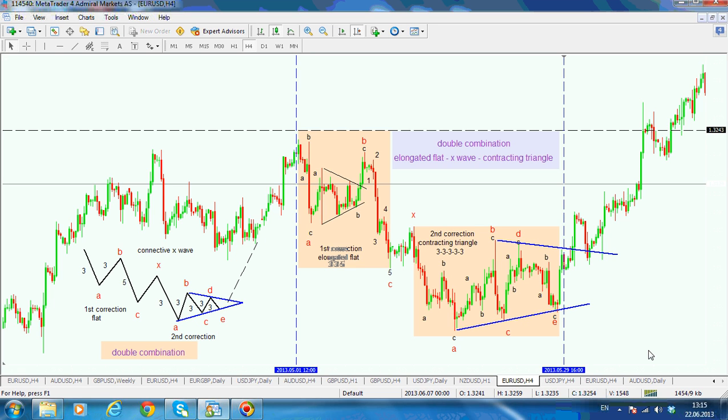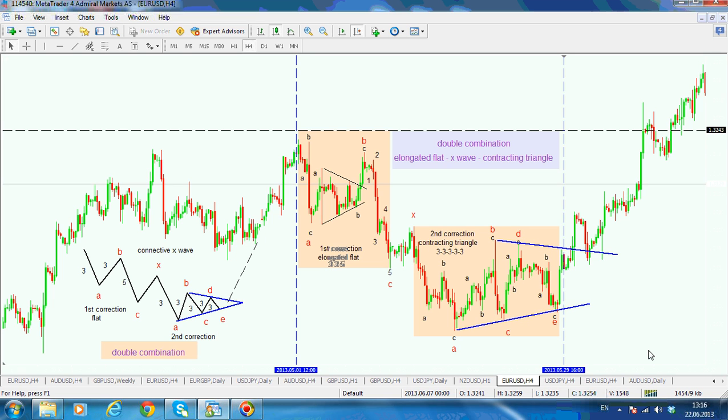This was the end of subchapter 3 on complex corrections with double combination, and it is time to move forward. And this time I'm going to take a look at the subchapter 4, triple combinations, and I have quite a nice 3 examples for triple combinations.